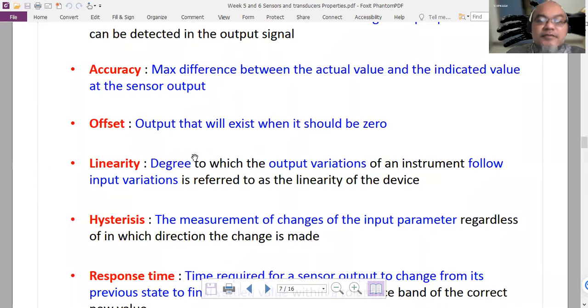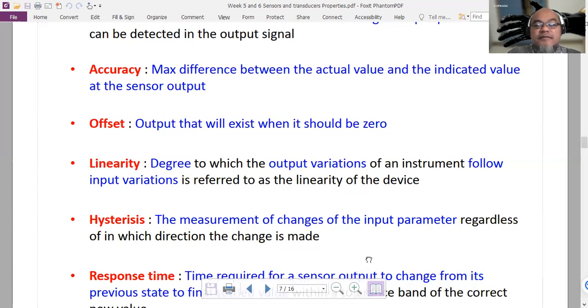Then we discussed linearity, so how close the calibration curve of a sensor approaches a linear response. Usually this can be obtained by using linear regression, where you will also obtain the degree, the coefficient of linearity, the R square.